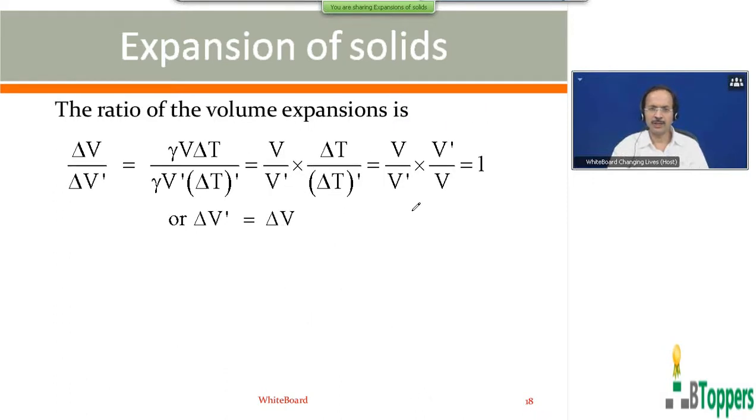The ratio of the volume expansion is delta V by delta V dash. Delta V can be written as gamma V delta T. Delta V dash equal to gamma into V dash into delta T dash.